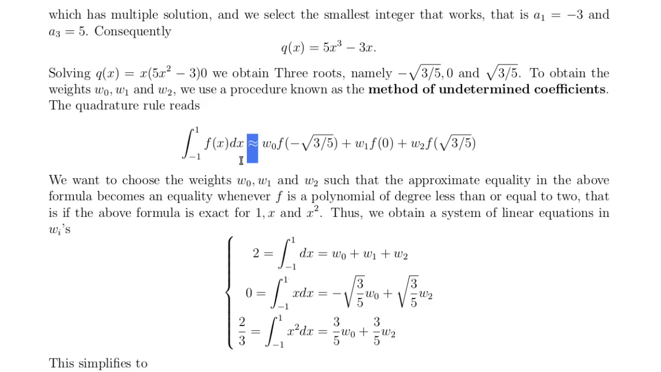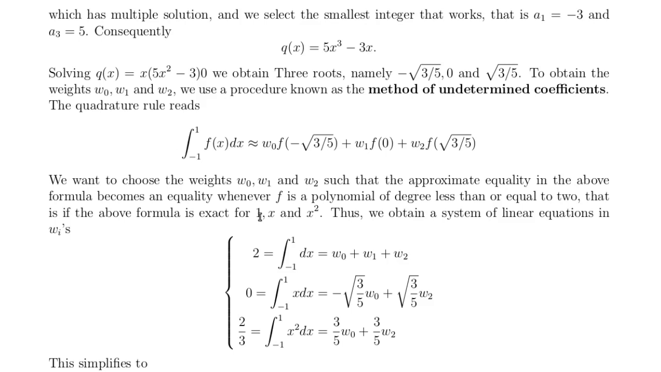So if you take, for instance, f of x equal to 1, I substitute the integral of 1 dx, and I'll say it is equal to W0 times 1, because f is constant, it will be 1 regardless of the argument. So W sub 0 times 1 plus W sub 1 times 1 plus W sub 2 times 1. So that's what we obtain here.